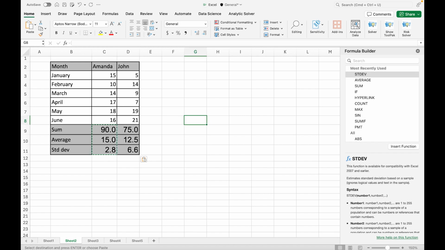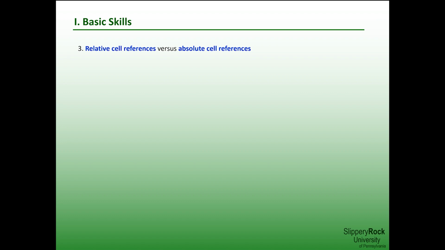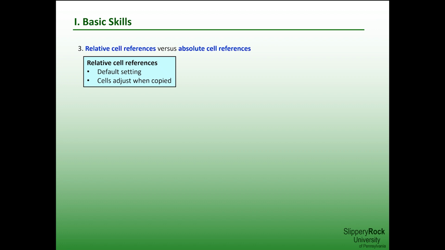bigger tables. Alright, now let's talk about one of the most important things to know in Excel: relative versus absolute cell references. First, relative references are the default setting in Excel. When you copy a formula that uses relative references, the cell addresses change automatically based on where you paste it. It's super handy when you are working with lists or tables.